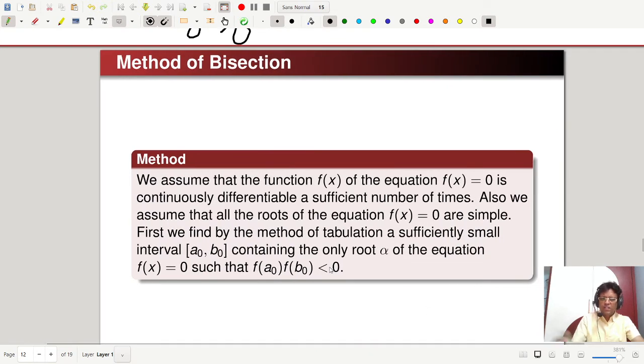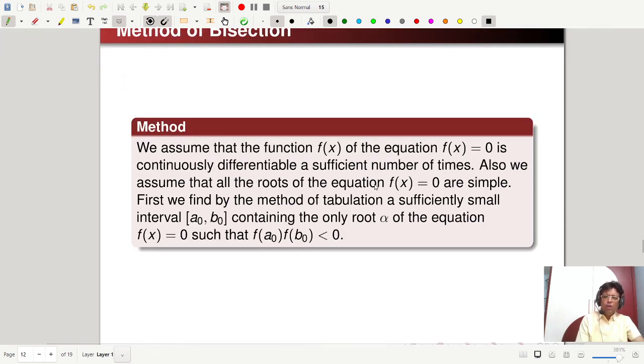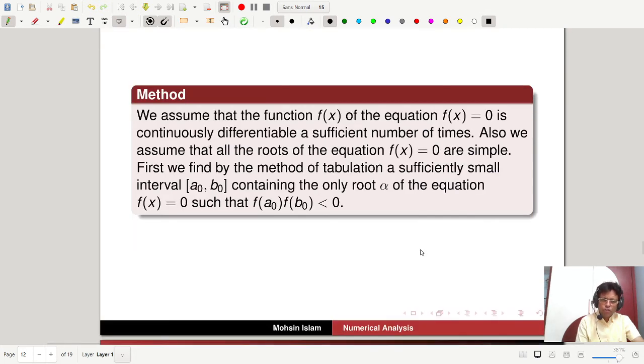Next method. In this lecture I will continue with the method of bisection. We assume that the function f(x) of the equation f(x) = 0 is continuously differentiable a sufficient number of times. Also, we assume that all the roots of the equation f(x) = 0 are simple. First, we find by the method of tabulation a sufficiently small interval [a0, b0] containing the only root alpha of the equation f(x) = 0 such that f(a0) times f(b0) is less than 0.